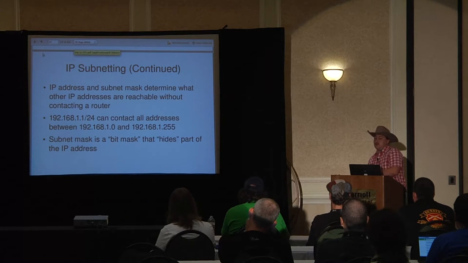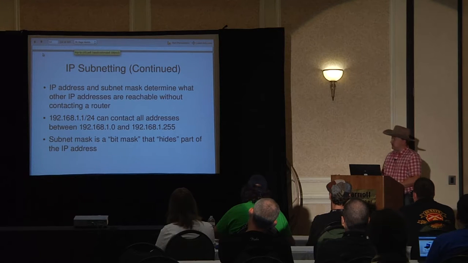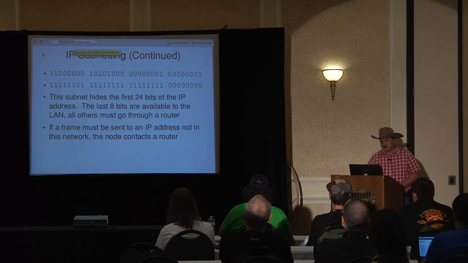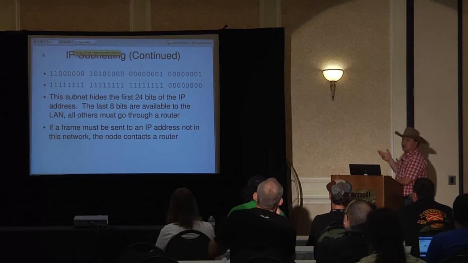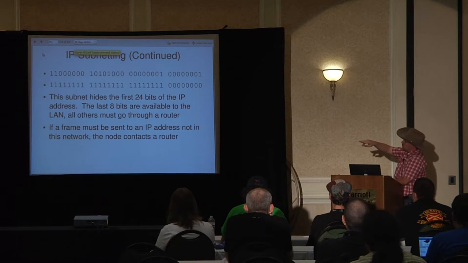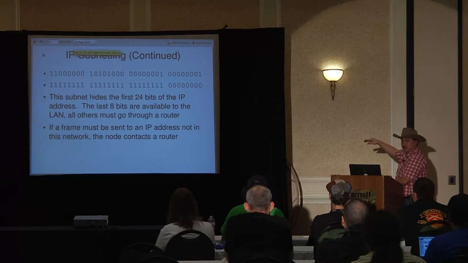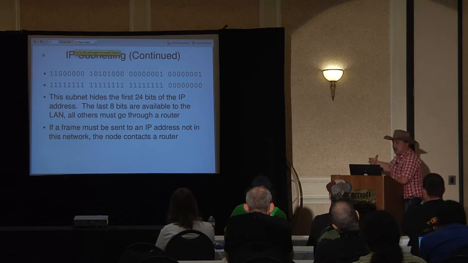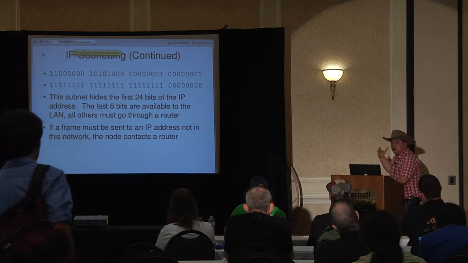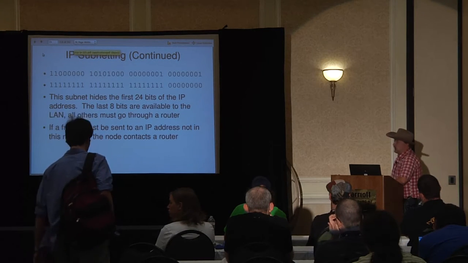The subnet mask is a bit mask that hides part of the IP address. Let me show you on this next slide what that looks like. This is 192.168.1.1/24. You can see the first 24 bits are 1, and everywhere we have a 1 in the subnet mask, we just ignore that value in the IP address. Once we get down to the last 8 bits, that's 256 IP addresses in there. I can get to these 256 IP addresses without contacting a router.